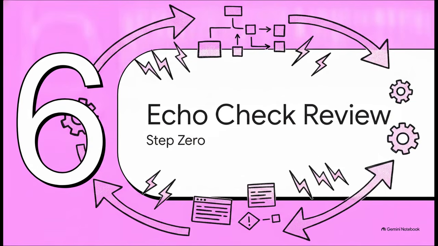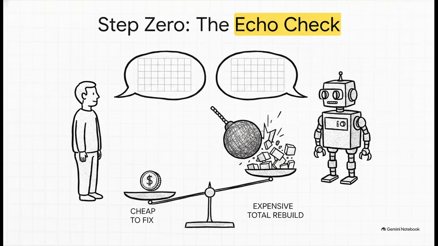Finally, Section 6, Echo Check Review, Step 0. This methodology completely transforms how you do your review loop. The absolute cheapest verification step happens before a single line of code is ever written. It's called Step 0, the echo check. You must require the AI builder to restate your invariants, your precedence tables, and its build order in its own words, just to prove it understands the contract. Think about it. If it misreads the spec here, it costs you exactly one message to fix. But if it misreads the spec and actually writes the app, that costs you a total rebuild.